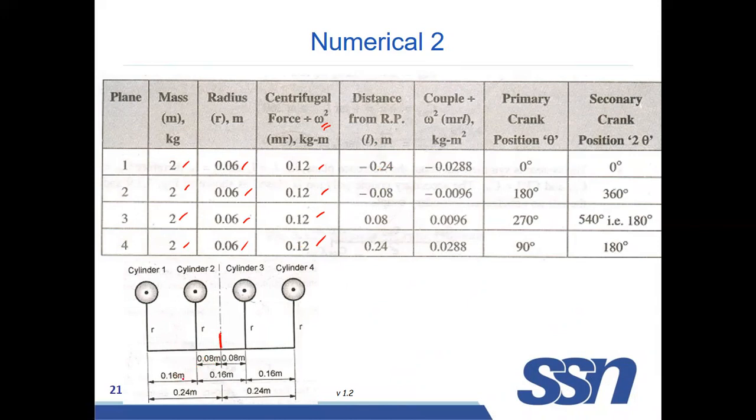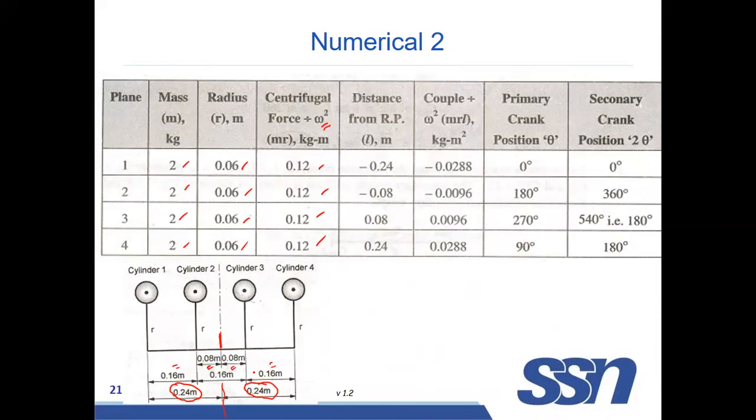And the distance between each cylinder is 0.16. So this is half, so this is 0.08. This is 0.08. This is 0.06. This is 0.06. If you take the distance from the reference plane, cylinder 1 is at a distance of 0.24 meter, and 2 and 3 are at 0.08 meters. And 4 is again 0.24 meter.